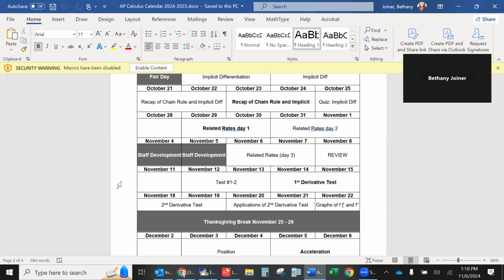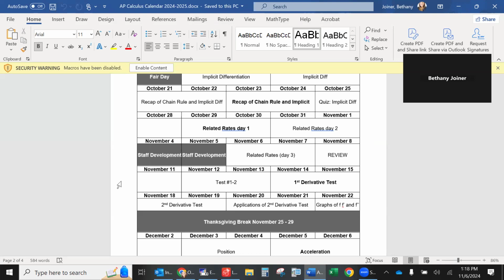Then someone asked, what about that test? This is not a test. It's called the first derivative test, but it's not a test that you're taking. That's just the name of the notes. So you're reviewing on Friday, testing on Tuesday. It'll count as 2 test grades.